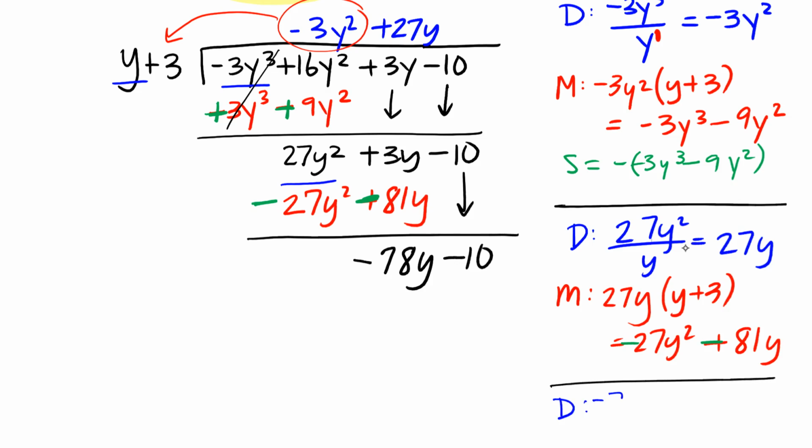Divide. Negative 78y divided by y is negative 78. This time I'll do the multiplication on the fly because I'm running out of room. So negative 78 times y is a negative 78y. Negative 78 times 3, oh god, I need a calculator. Negative 234. I'm going to check my work with Victor's really quick because I feel like I screwed up somewhere.